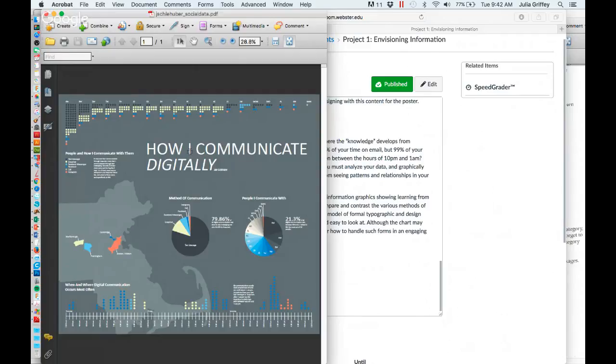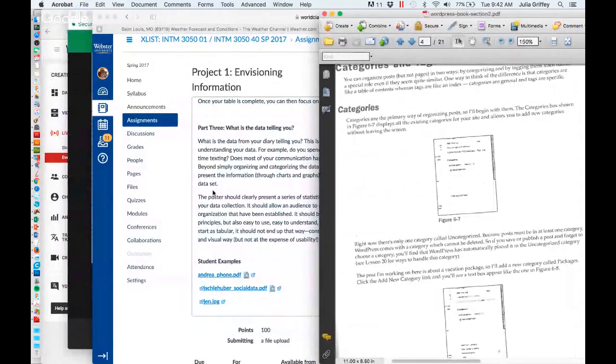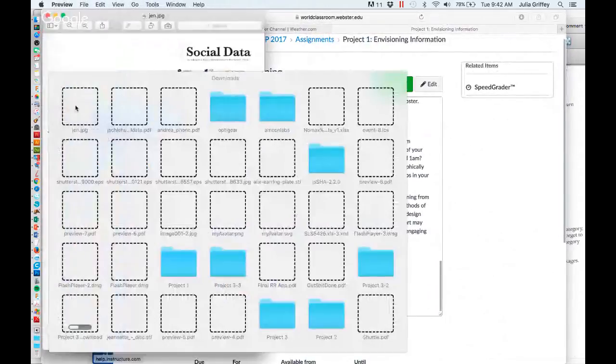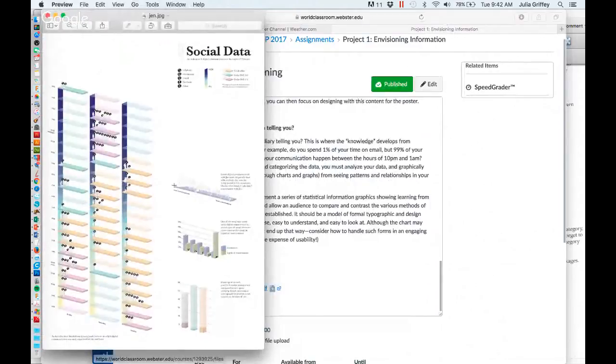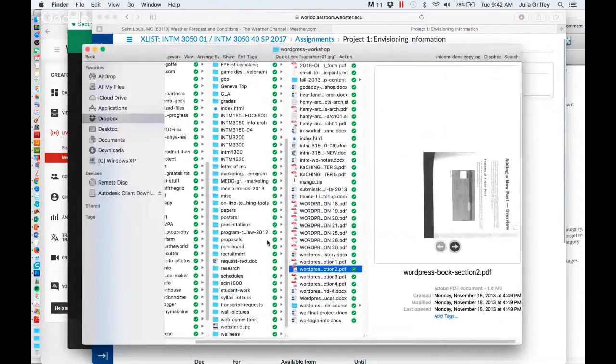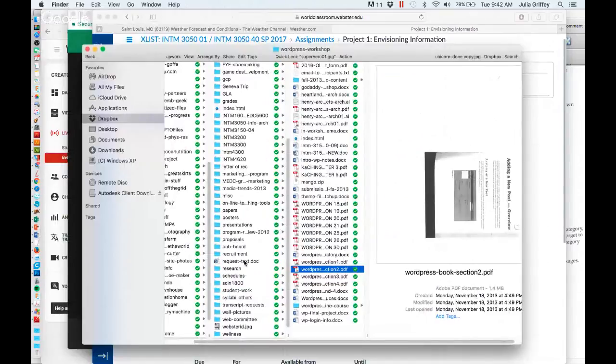So the tricky thing is just gathering the data and gathering enough information so you have something to create with. Okay, so here's another one. And again, you can take a closer look at these. I will add some of my students' work from last year. Let's see if I can find it.